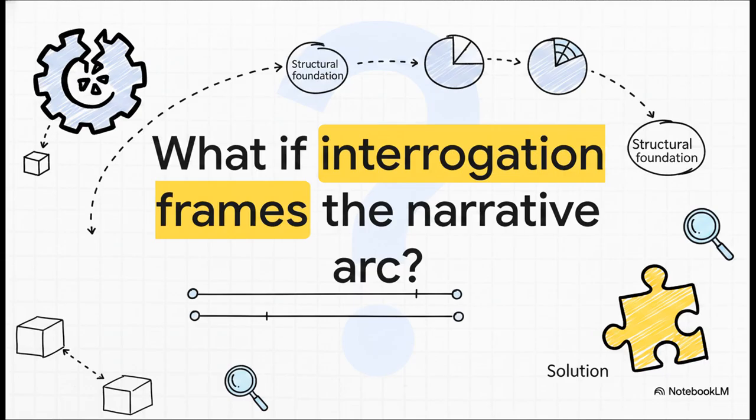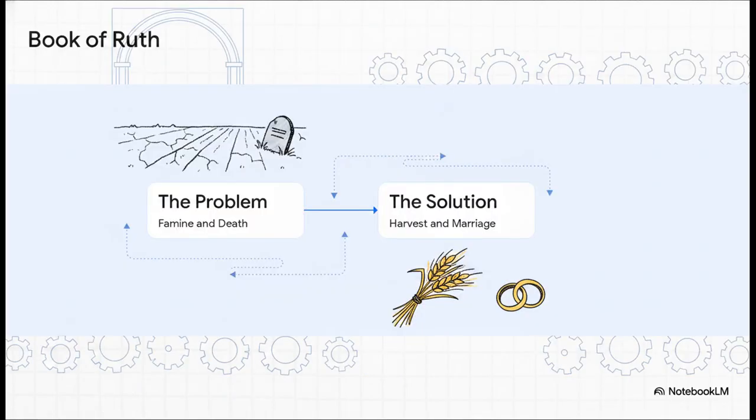But I really want you to consider this for a second. What happens when interrogation isn't just about spoken dialogue? What happens when it frames an entire narrative arc? Interrogation can actually serve as the structural foundation of a whole story, moving us systematically from a devastating problem to a complete solution. Take the book of Ruth, for example. The text sets up a twofold problem right there in chapter 1. The severe problem of famine and the tragic problem of death and a lack of family for Naomi.